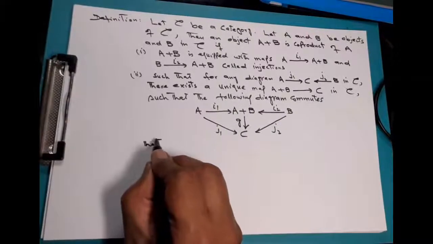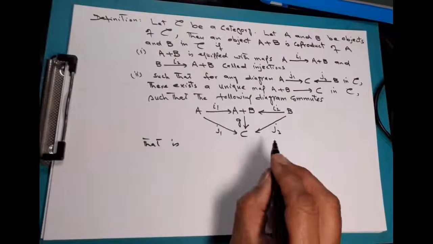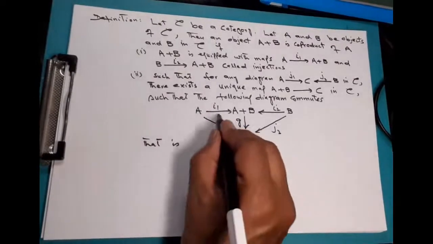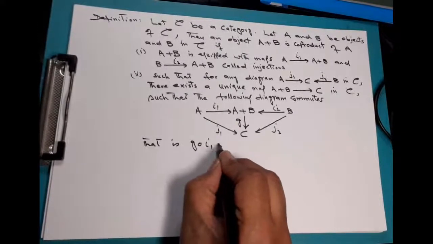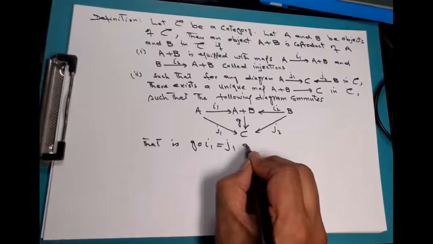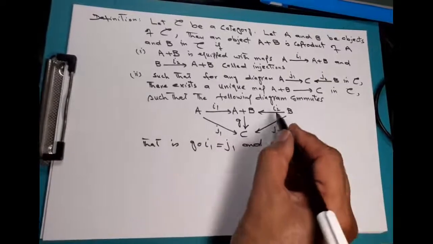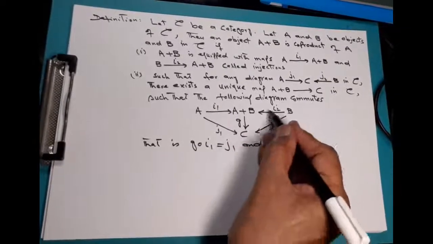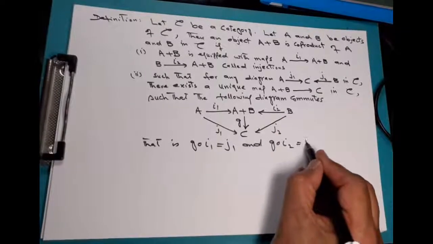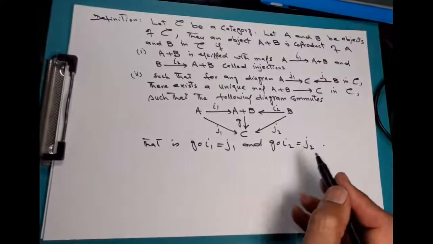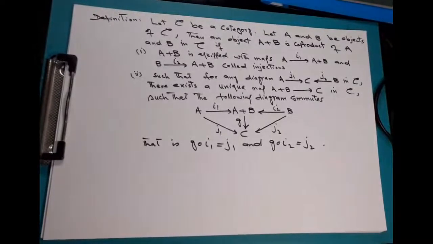So that this diagram commutes, which means that composition of g with i1 is equal to j1 and composition of g with i2 is equal to j2. So this is the definition of co-product in a category. So let's see another example.